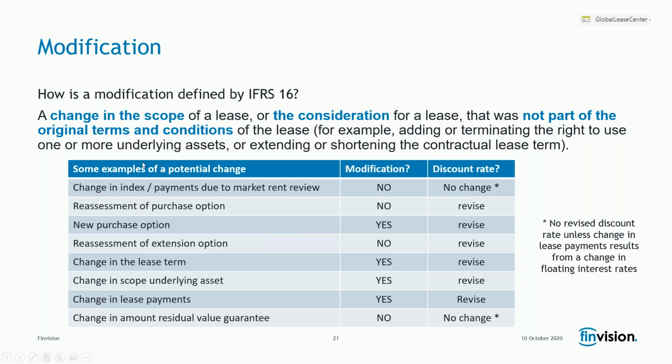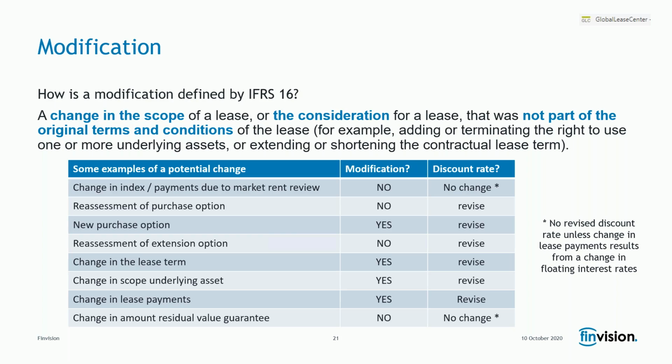Let me do some examples here. For example, if I have a contract and there's a change in the index, the contract says, well, this is a variable payment, and if the index changes, I will change my lease payments. It is an in-substance fixed payment, so you will still consider it, but you will exclude the index as part of the initial lease accounting. If the index changes, this is not a modification because it is part of the original terms and conditions. The variability due to the index was foreseen in the original terms and conditions.